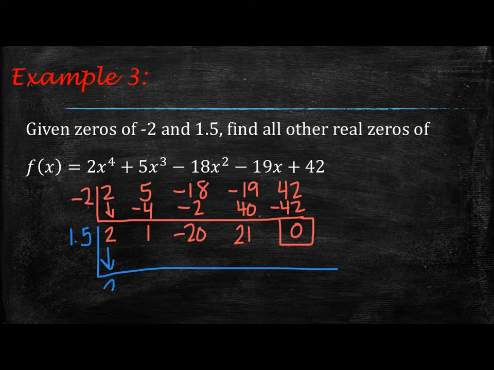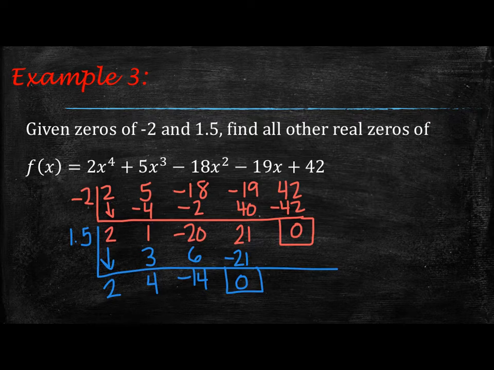So bring down your 2. 2 times 1.5 is 3. Then that gives us 4. 4 times 1.5 gives us 6. Negative 14. Negative 14 times 1.5 is negative 21. So there we see that we do get that remainder of 0.